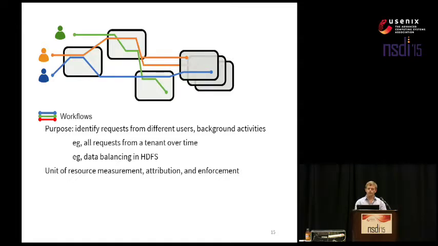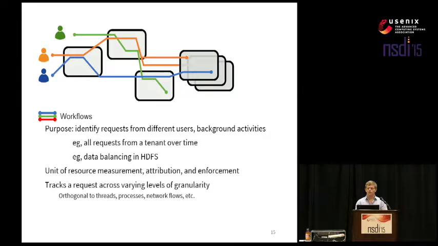A Retro workflow is orthogonal to threads, processes, and network flows, which are the unit of resource management in some other systems. And to identify workflows, Retro must propagate an identifier at the application level alongside the execution of every request, using similar techniques to end-to-end tracing, like X-Trace. At any point in time, this therefore enables Retro to query for the currently executing workflow.